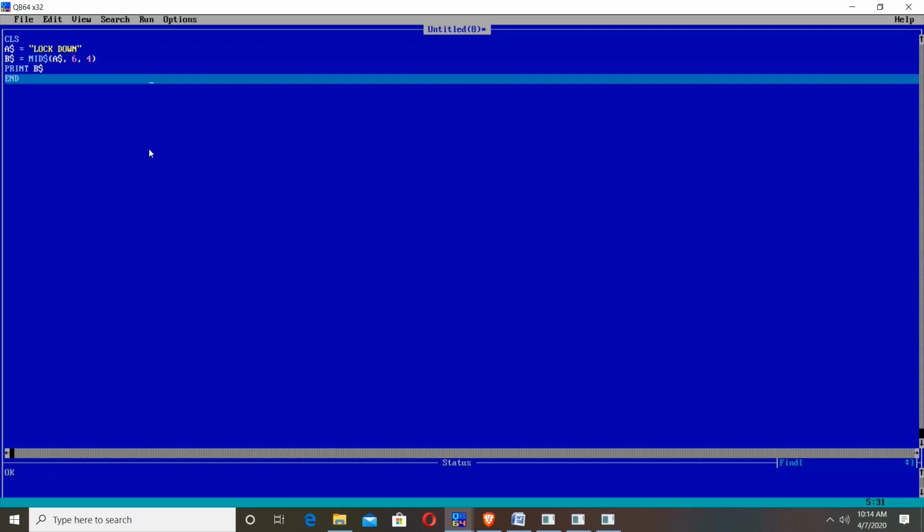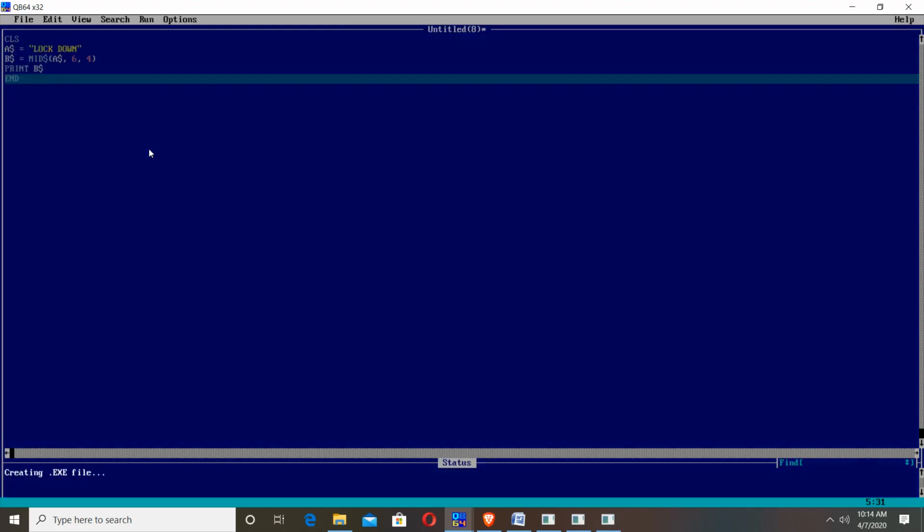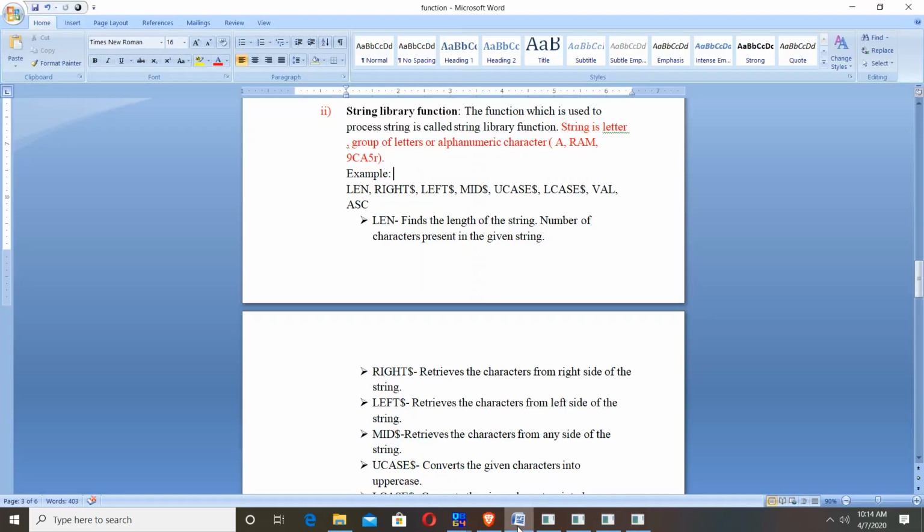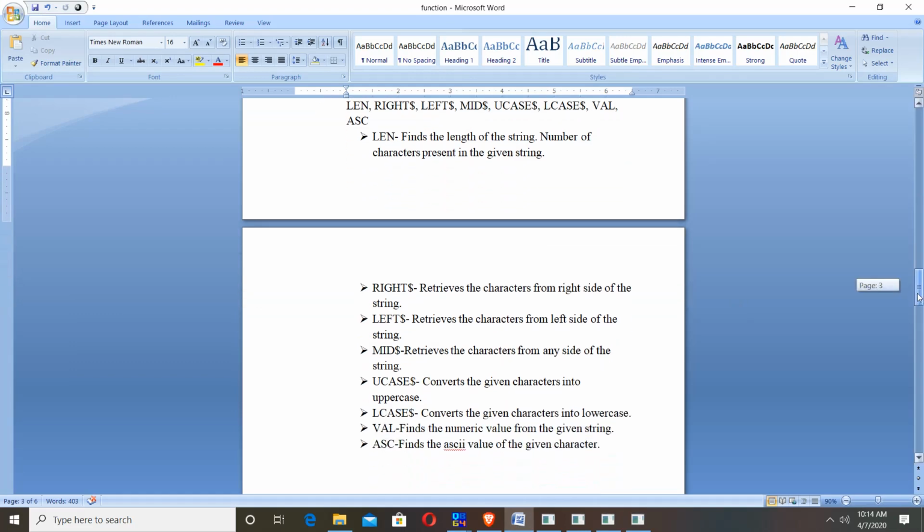Now MID$, lockdown, 6, 4. Now what should be the output of this program? The output should be D-O-W-N, down. Yeah, it's down. So this is all about the string library function.